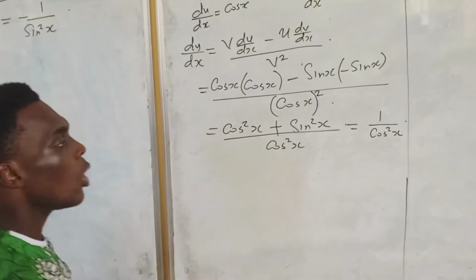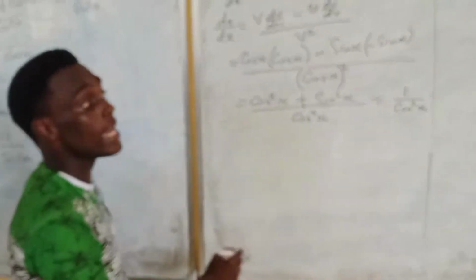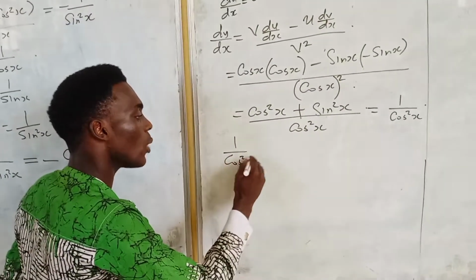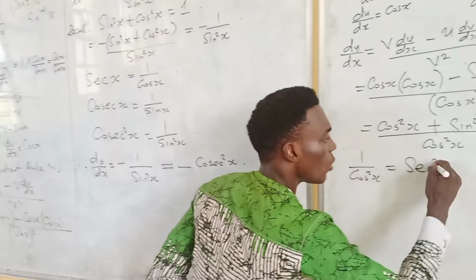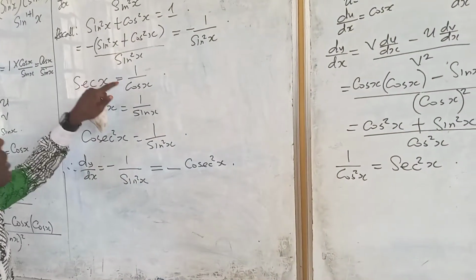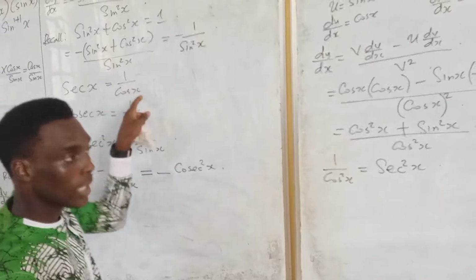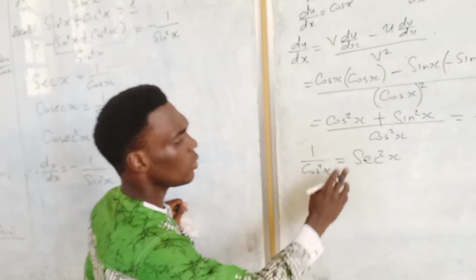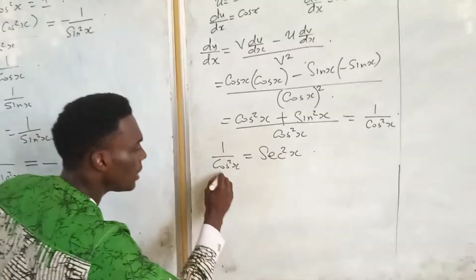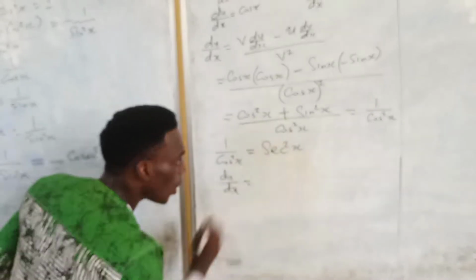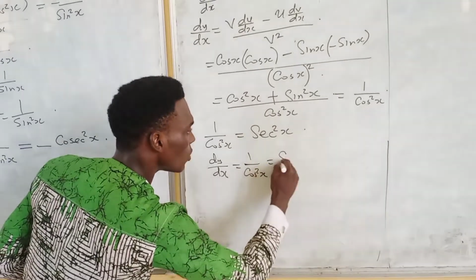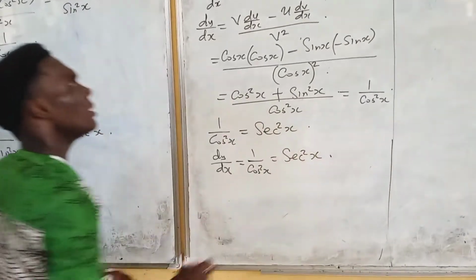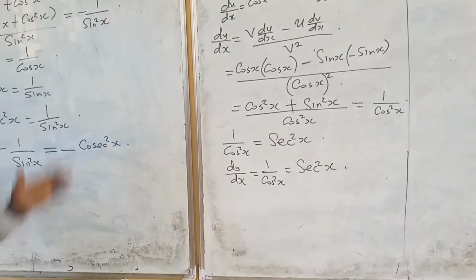And we have established this fact earlier, from trig identity, that 1 over cos square x is the same thing as sec square x, since sec x is the same as 1 over cos x, then 1 over cos square x will be the same thing as sec square x. Now, this result will now be the dy/dx becomes 1 over cos square x, which is equal to sec square x. That is the solution to the second example.